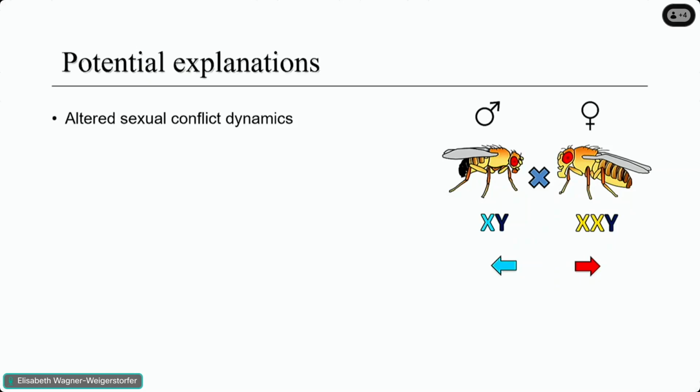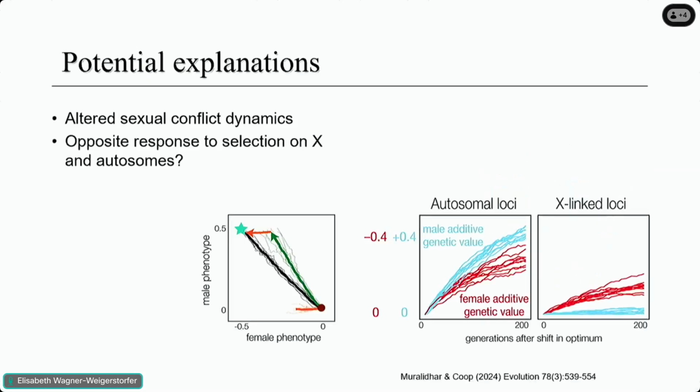The increase in sexual dimorphism result is very strange. And the only thing that I can think of that might explain that is this modeling paper from last year by Muralidhar and Koop, where they were looking at the polygenic response to selection on X's and autosomes under sexually antagonistic selection with polygenic architecture. And this is from the no dosage compensation scenario, but in that model, that basically just corresponds to sort of asymmetric selection pressures between males and females on the X.